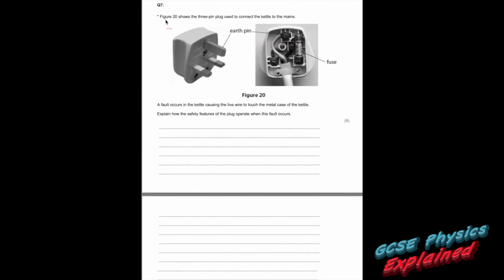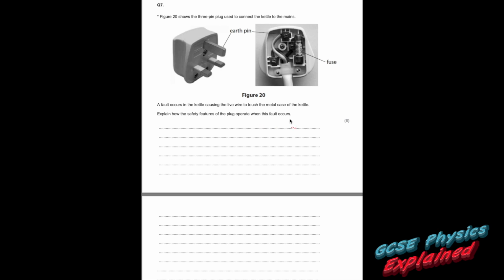Question 7. Figure 20 shows the 3-pin plug used to connect the kettle to the mains. The fault occurs in the kettle, causing the live wire to touch the metal case of the kettle. Explain how the safety features of the plug operate when this fault occurs. I've got a lovely video all to do with the earth wire that'll show you how to answer this. There's a link at the top of the screen now.